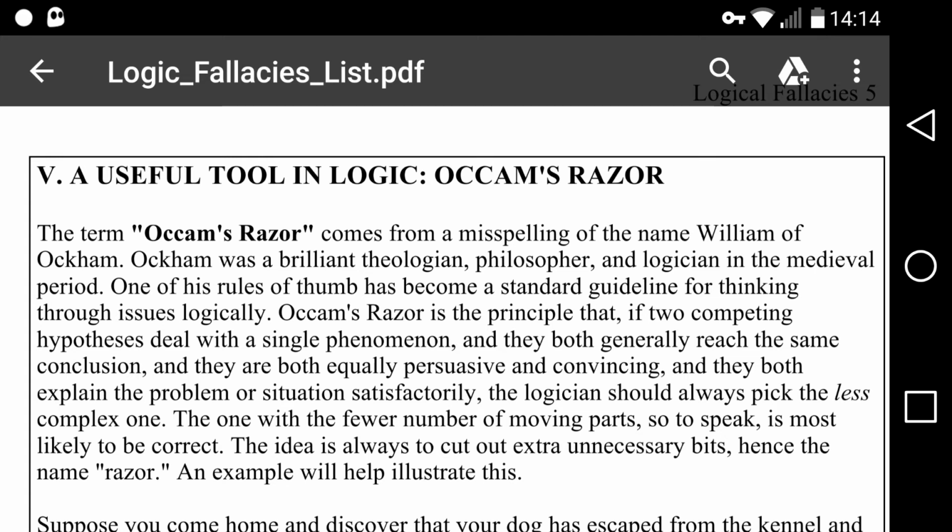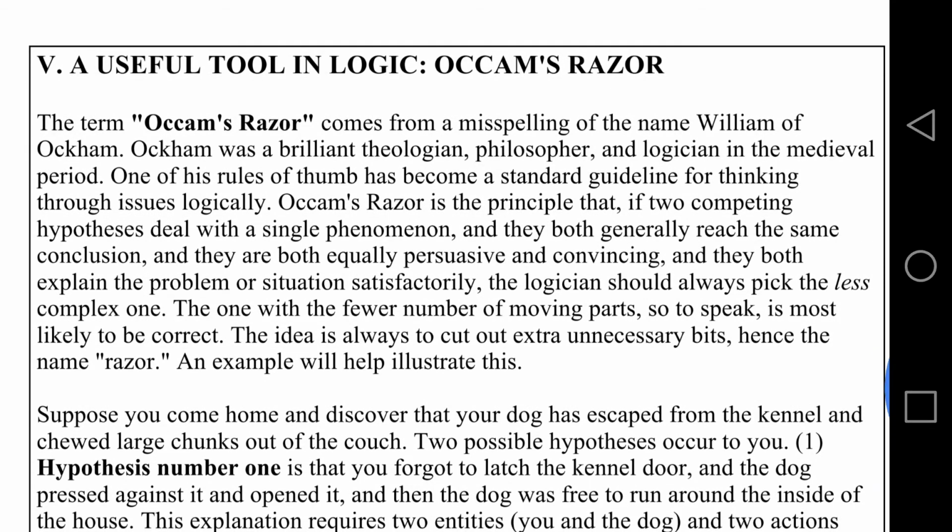Ockham was a brilliant theologian, philosopher and logician in the medieval period. One of his rules of thumb has become a standard guideline for thinking through issues logically. Occam's razor is a principle that if two competing hypotheses deal with a single phenomenon and they both generally reach the same conclusion, and they are both equally persuasive and convincing, and they both explain the problem or situation satisfactorily, the logician should always pick the less complex one.